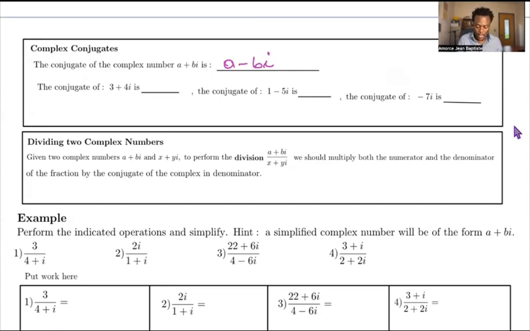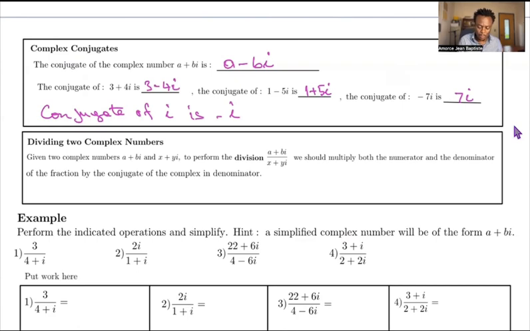Some examples here: the conjugate of 3 plus 4i is 3 minus 4i. The conjugate of 1 minus 5i is 1 plus 5i. And the conjugate of negative 7i is just 7i. The conjugate of i is negative i.